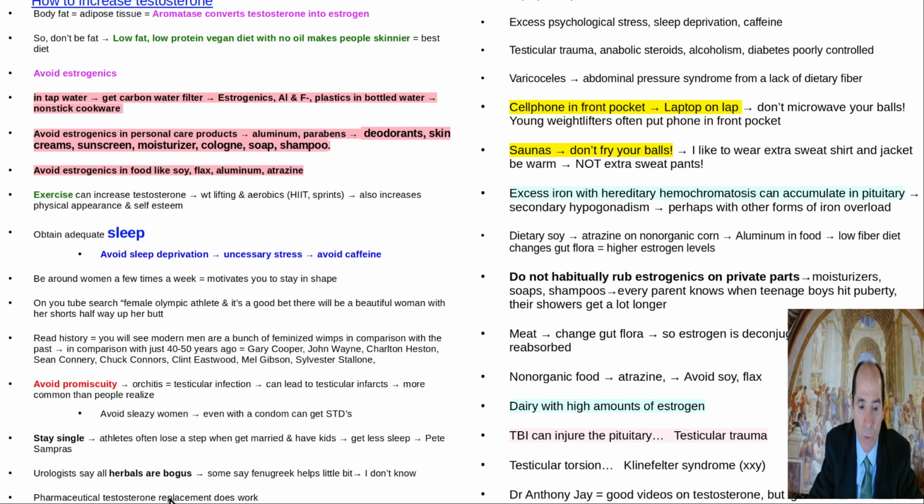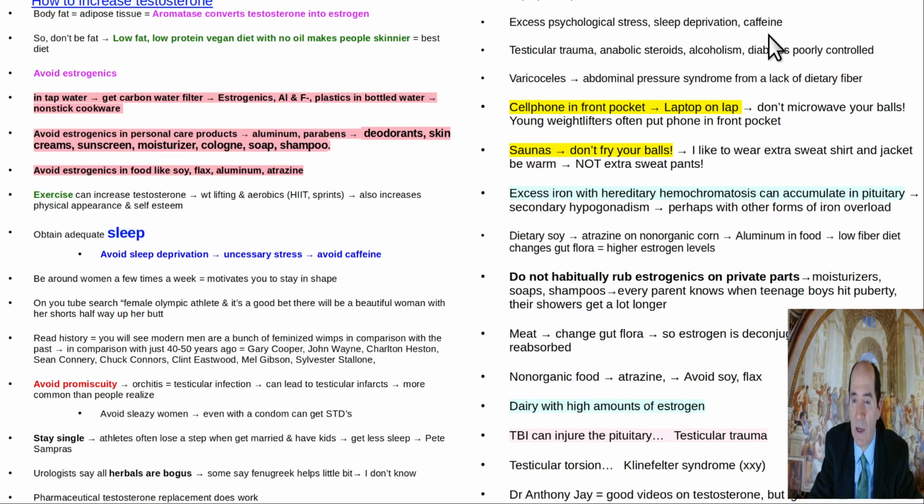Pharmaceutical testosterone will work, but the problem with any pharmaceutical medication of testosterone is it'll suppress your intrinsic production. And then what if you have an allergic reaction or you can't afford the testosterone? Then your intrinsic testicles, who knows how long that's going to take to come back if it ever fully does. So I would not take testosterone replacement supplements unless you had no other choice.